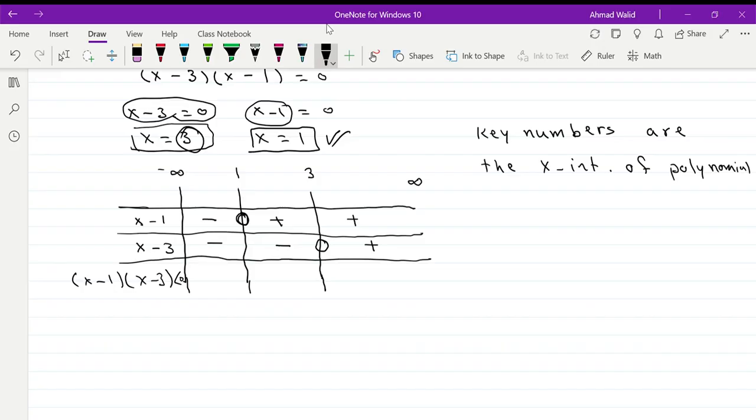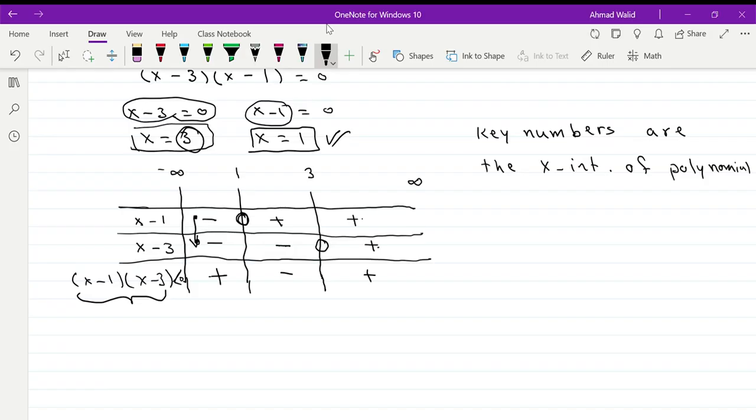Here you have a product. It means multiply these. Negative times negative, correct? Let me show you. Negative, you multiply this way and you write the answer here. Negative times negative gives you positive. Here, positive times negative gives you negative. Positive times positive gives you positive.